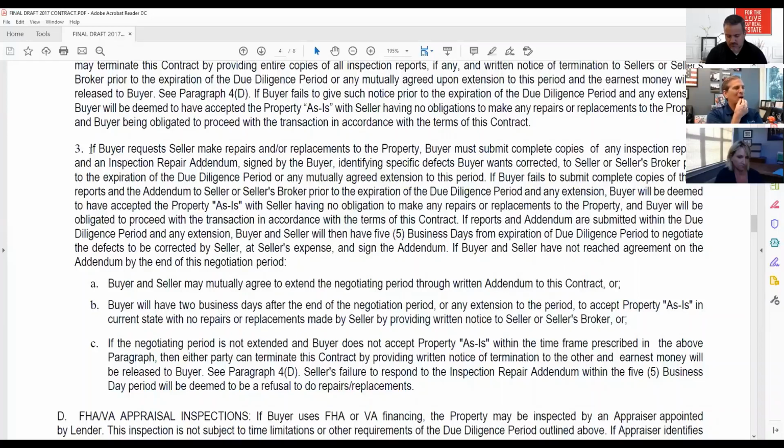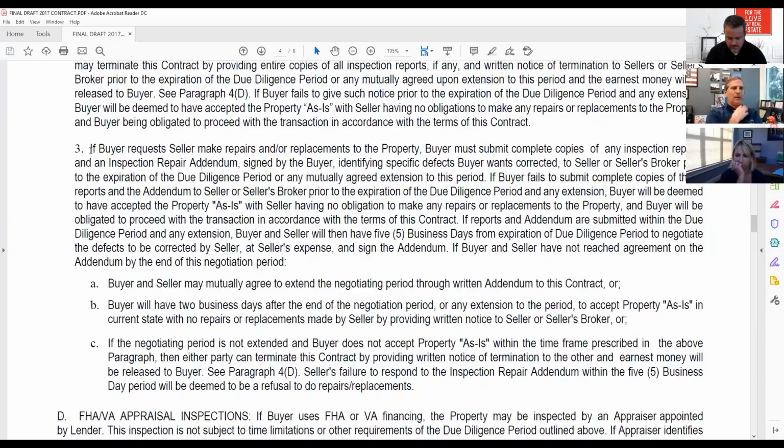Now, a question we get all of the time is, what happens if I submit a repair request on day 1? Does that mean I'm done with my due diligence? The answer to that is no. If you submit a repair request on day 1 and the seller agrees to it, unless there's specific language in that repair addendum saying that it hereby ends the due diligence period, that doesn't end anything. The buyer can then continue to do other due diligence.